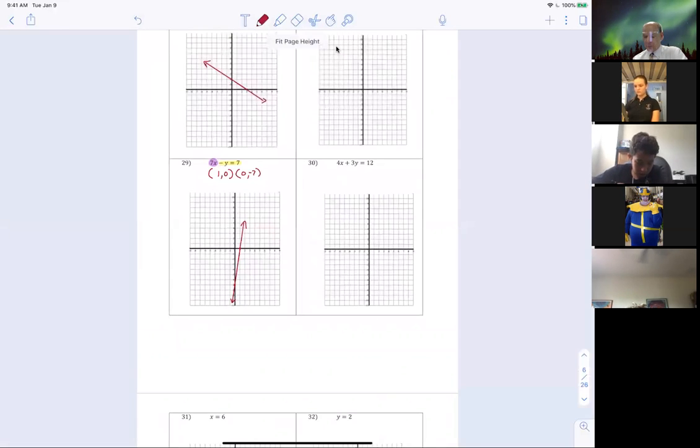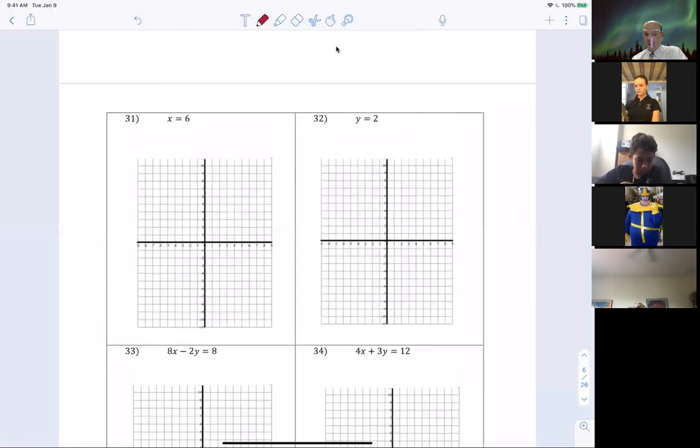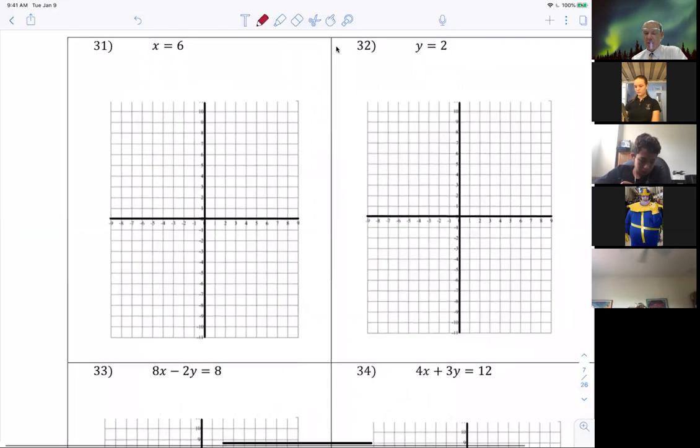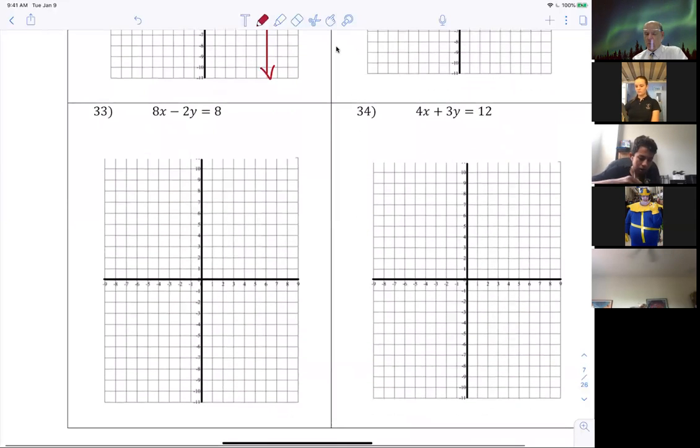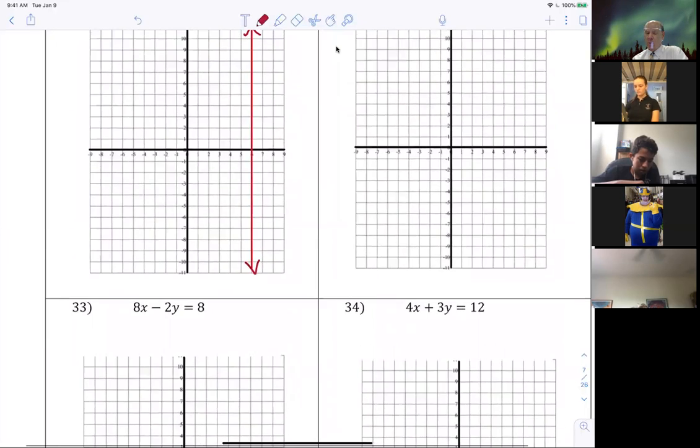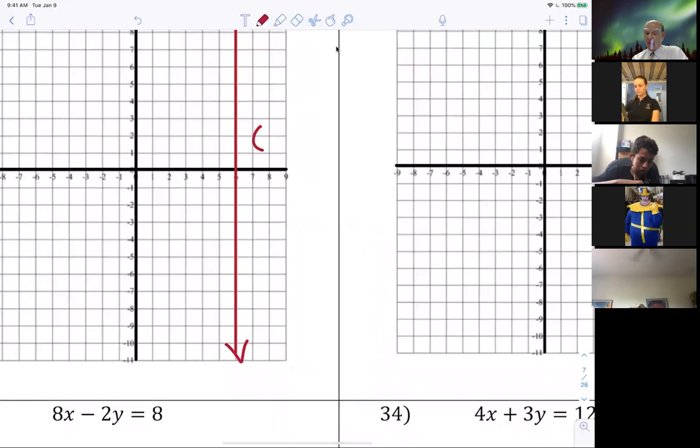All right, now remember, your job is to speak up if you're not sure. All right, obviously graphing x equals 6. What kind of line is x equals 6? Vertical, so everybody just go to x equals 6 and draw your vertical line. Everybody okay with that? All right, now, there is only a what here? There's only an x-intercept, right? It doesn't cross the y-axis, so there is no y-intercept.